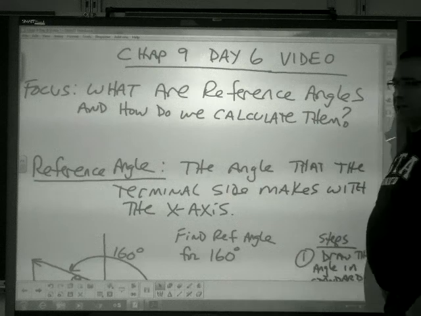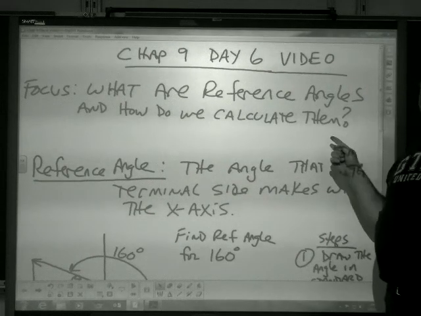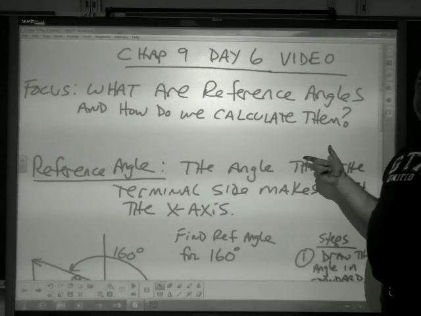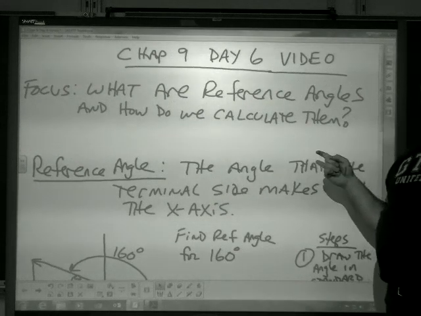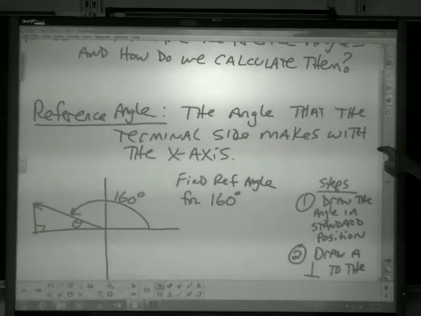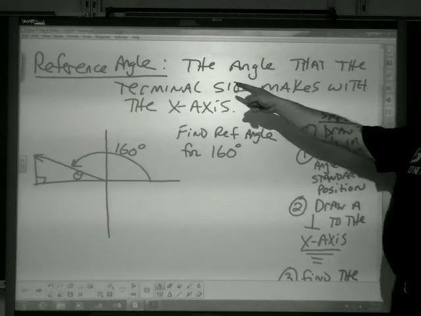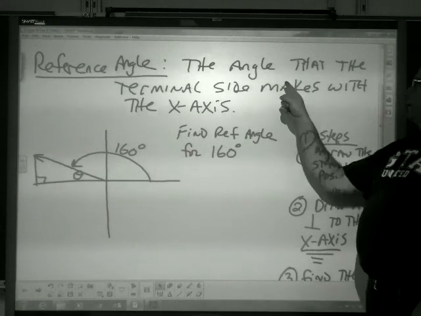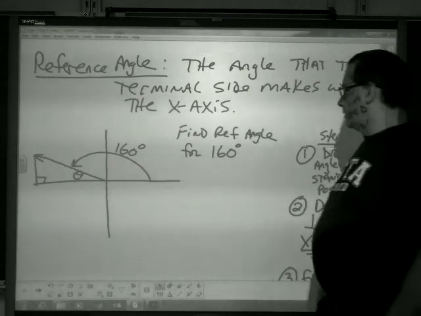Chapter 9, Day 6 video. What are reference angles and how do we calculate them? A reference angle is going to be very useful to us as we finish out the trig section here. A reference angle is the angle that the terminal side or ending side makes with the x-axis when we look at an angle. Okay?